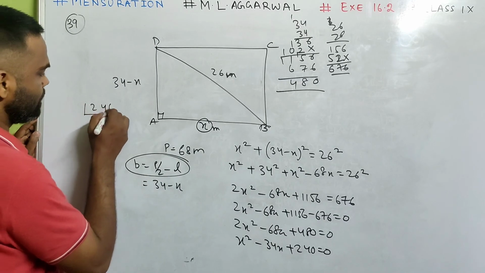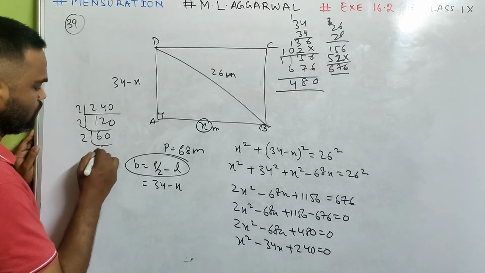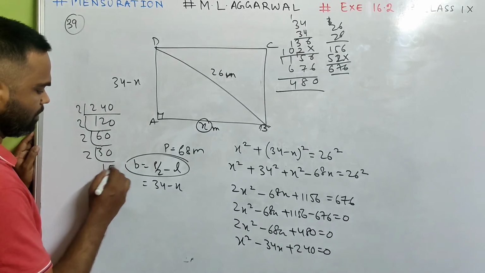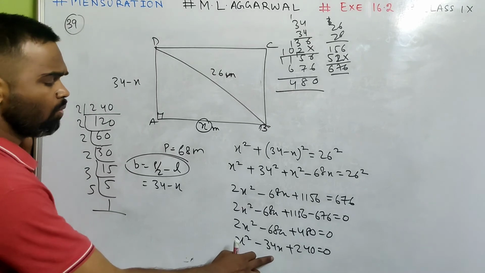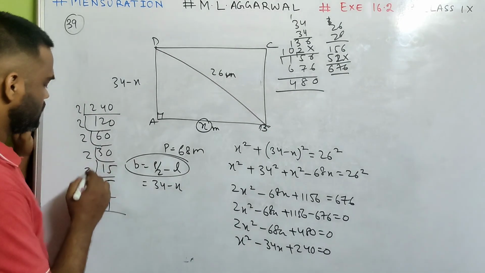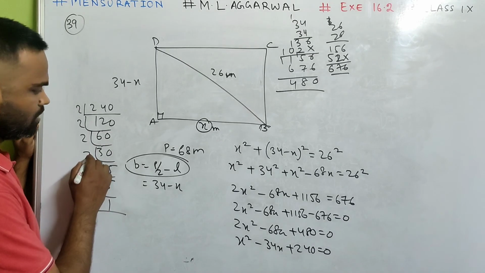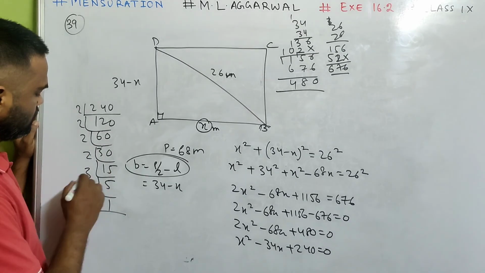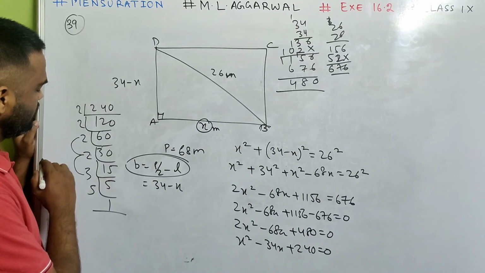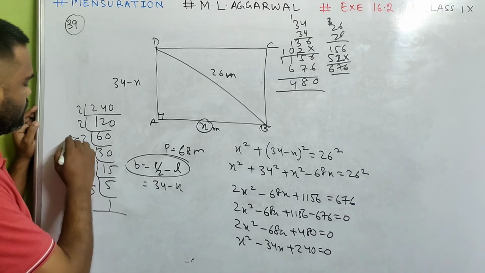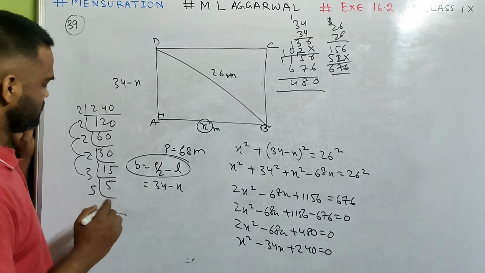Look carefully. 2 120s, 2 60s, 2 30s, 2 15s. I'm doing middle term, okay? 3, 5, 5, 1. We need 34. So 5 3s are 15, 15 2s are 30, no, 3 2s are 6, 6 2s are 12, 12 2s are 24, and 10. Yeah, we got it.